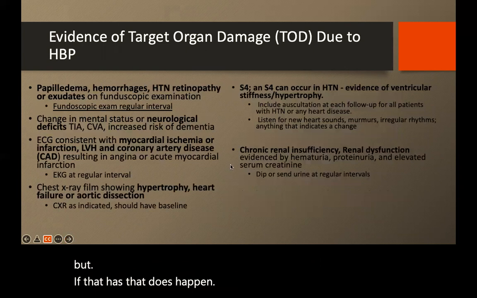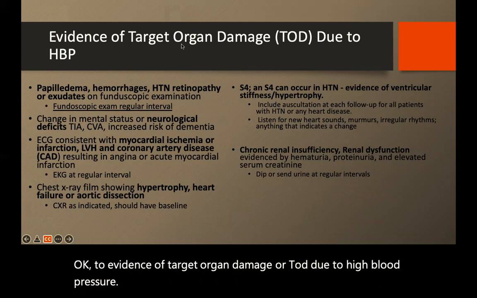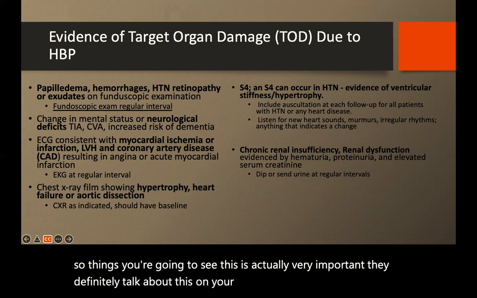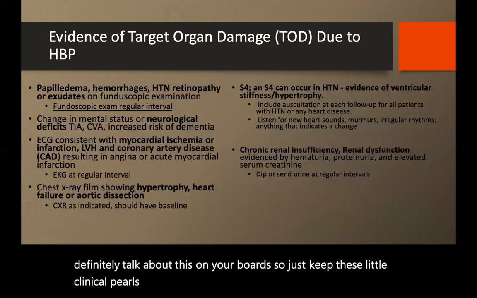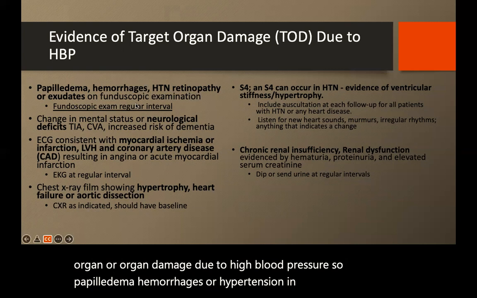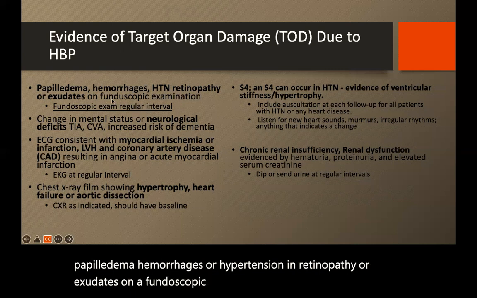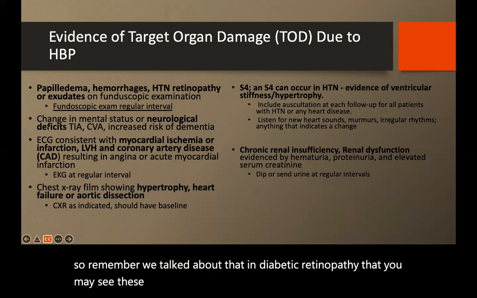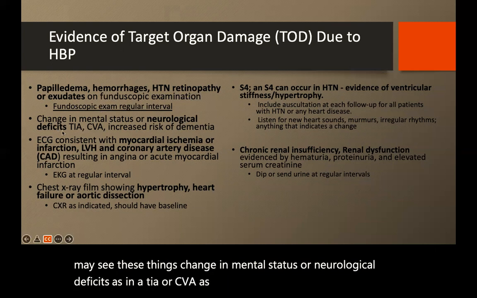Okay, evidence of target organ damage, or TOD, due to high blood pressure. Things you're going to see, this is actually very important. They definitely talk about this on your boards. So just keep these little clinical pearls in mind of what you might see because of target organ damage due to high blood pressure. Papilledema, hemorrhages, or hypertensive retinopathy, or exudates on a fundoscopic exam. Remember, we talked about that in diabetic retinopathy, that you may see these things. Change in mental status or neurological deficits, as in a TIA or CVA, as well as increased risk of dementia.